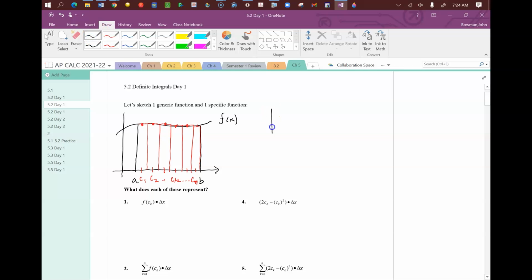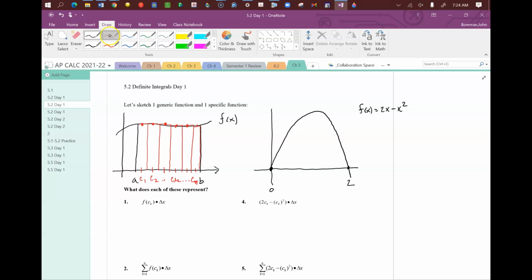So the specific function that we're going to work with is the function f of x is equal to 2x minus x squared. And if you were to factor that out, you would see that it has zeros at 0 and at 2, and it's a quadratic that opens down. So we're going to sketch that out, look like that.